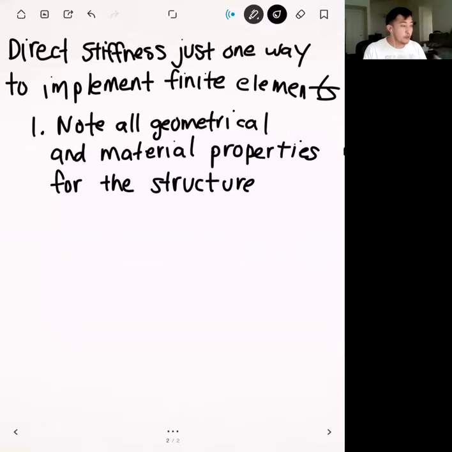So this is always the first thing that you do, and a lot of times we do this implicitly, because you're presented with a certain structure, and you just naturally see what the lengths of all the elements are, how much they are rotated, what the Young's modulus is, what the moment of inertia is, what the cross-sectional area is. So first of all, note how many elements we have, how many material properties, and all that. Along with this, another good thing to do is to note what all the boundary conditions are.